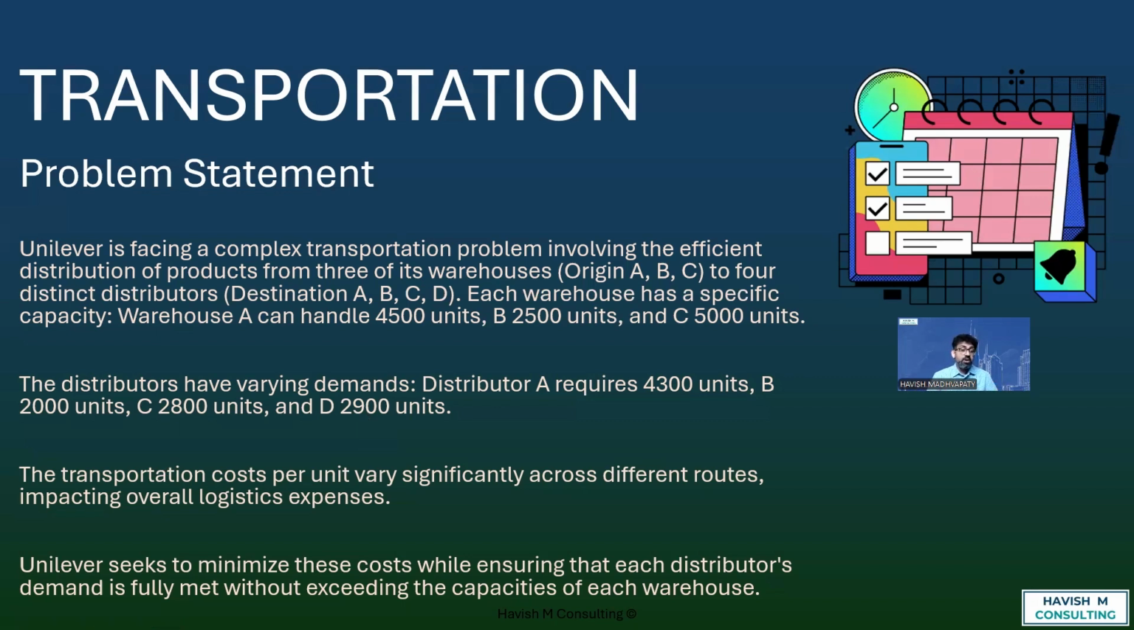Obviously, the transportation cost varies. After all, if I'm catering to a distributor in Delhi from Jammu or from Nagpur, it makes a difference. There is a transportation difference: the toll tax, the distance, the time. Now, you might say, but Havish, is it not better if you connect the closest distributor with the closest warehouse? It's not always that simple.